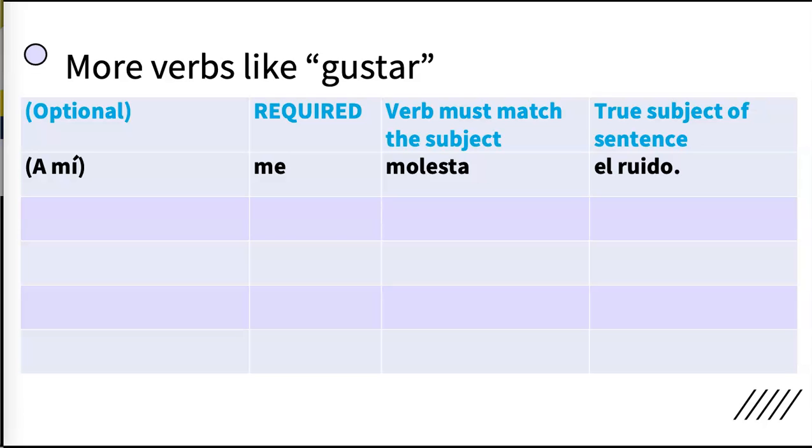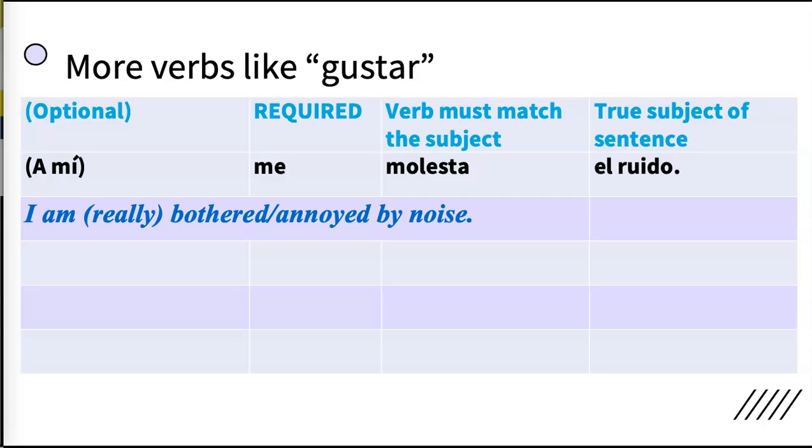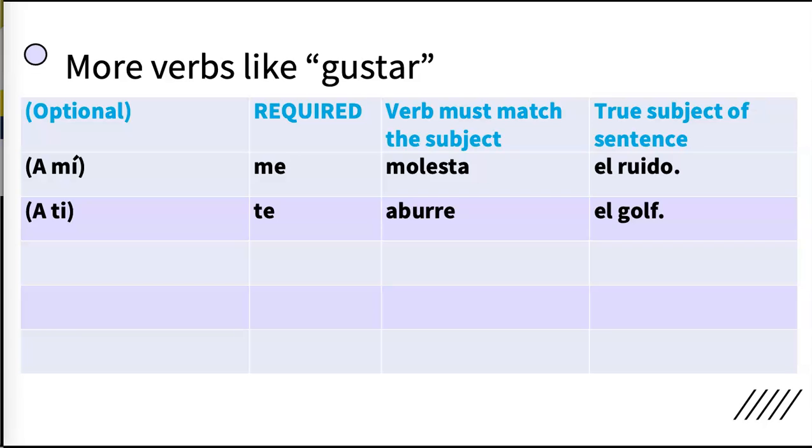Another verb is molestar. Me molesta el ruido. I'm really bothered or annoyed by noise. Now notice, molestar is a false cognate. In English, to molest has sexual overtones. That is not the case in Spanish. Te aburre el golf. Aburrir is another verb like gustar, and it means you are bored by golf, or golf bores you.